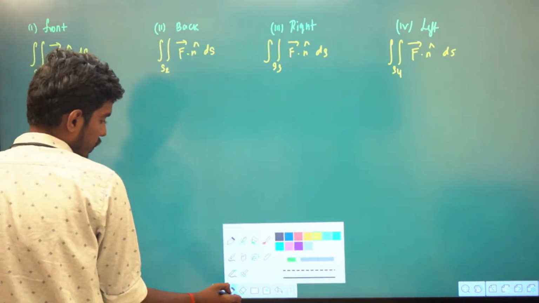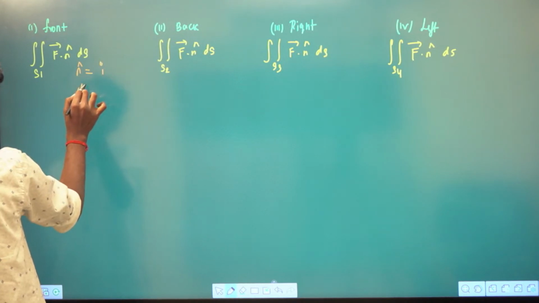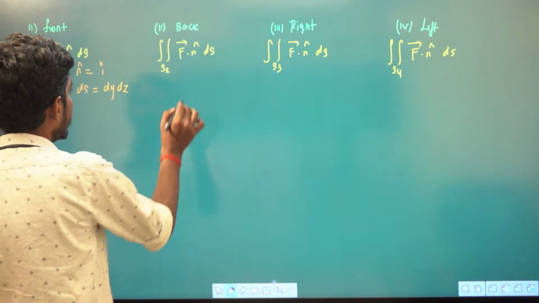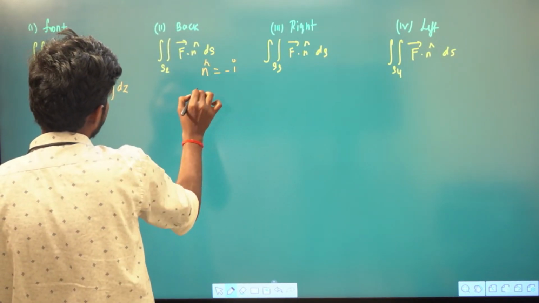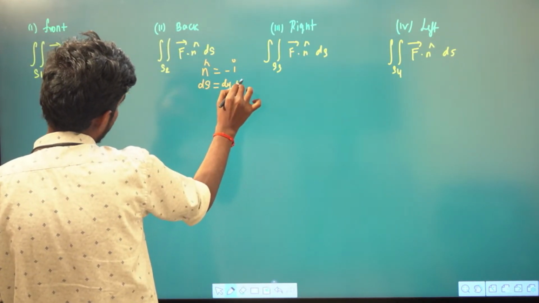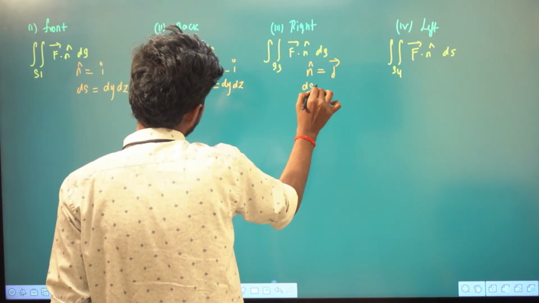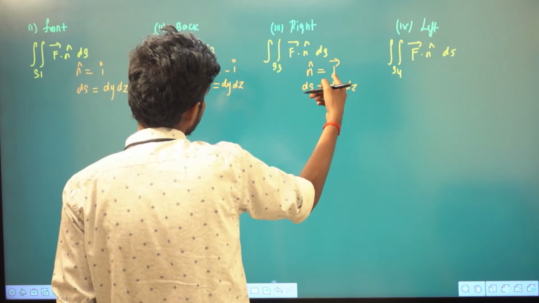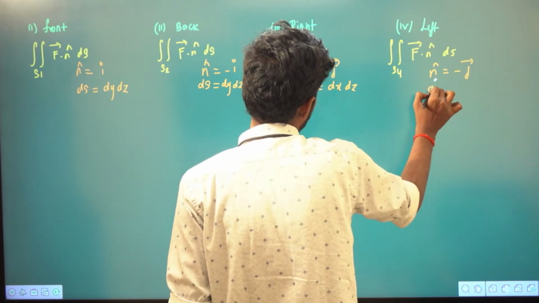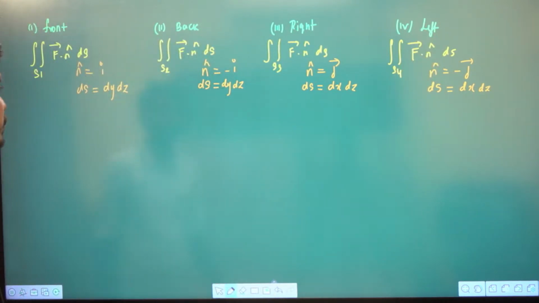And we already know, right, for the front face your n cap will be i vector and your ds is dy dz. This will not change for any. And for the back face your n cap is minus i vector and your ds is dy dz. And for the right face your n cap is j vector and your ds is dx dz. If you have j, you don't write the y component. And here your n cap is minus j vector and your ds is dx dz. We need to find up and down, that we'll do in the next slide.